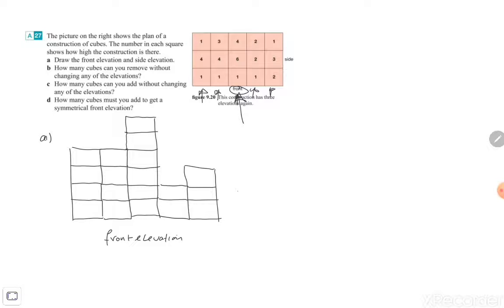So here you will find the front elevation. And in Dutch we say it is vooraanzicht. There you go.